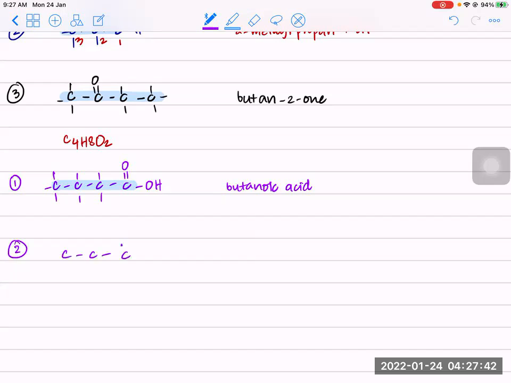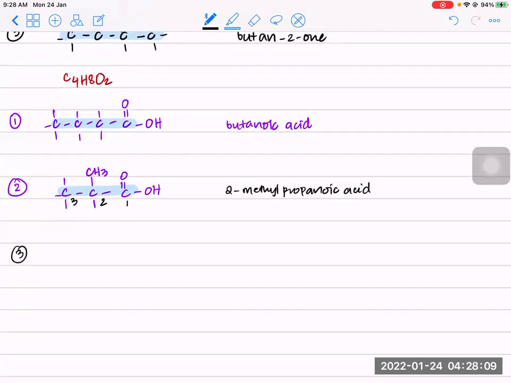Now let's shorten the chain, make the chain of 3, and put the 4th one over here as CH3. Can you name this? 2-methyl, because on carbon number 1 you have the acid. On carbon number 2 you have this CH3. So this will be 2-methylpropan-1-oic or propanoic acid. Very clear.